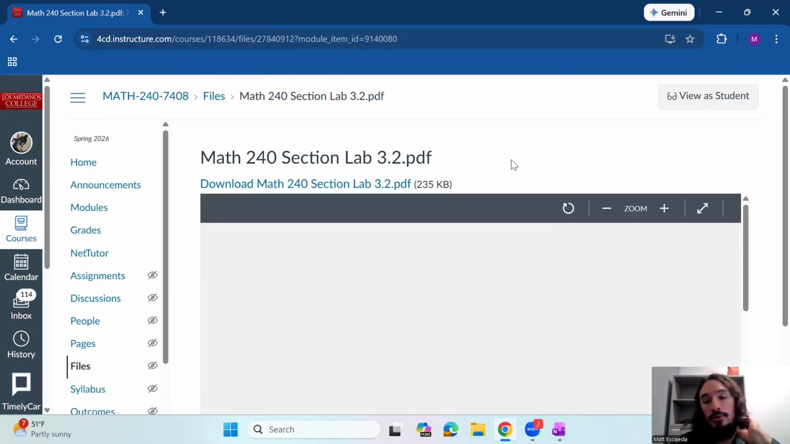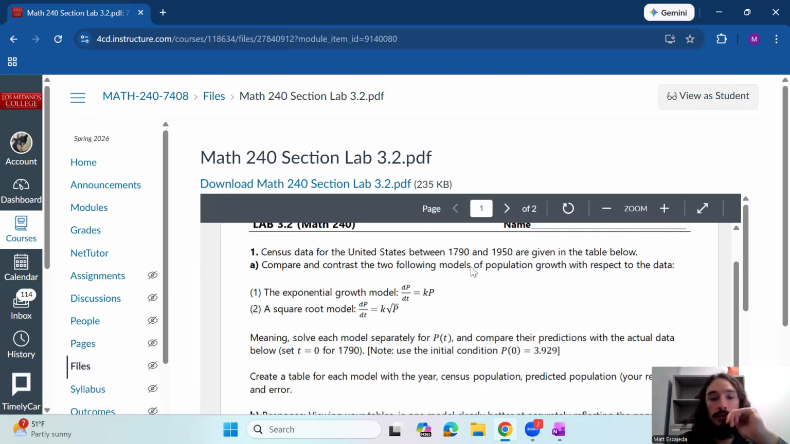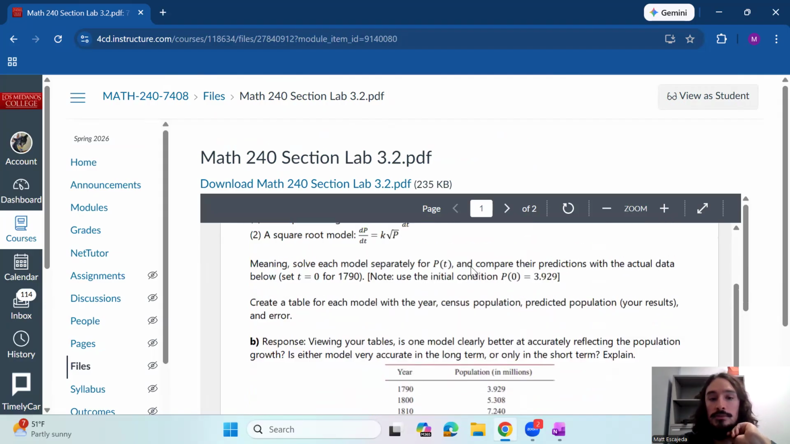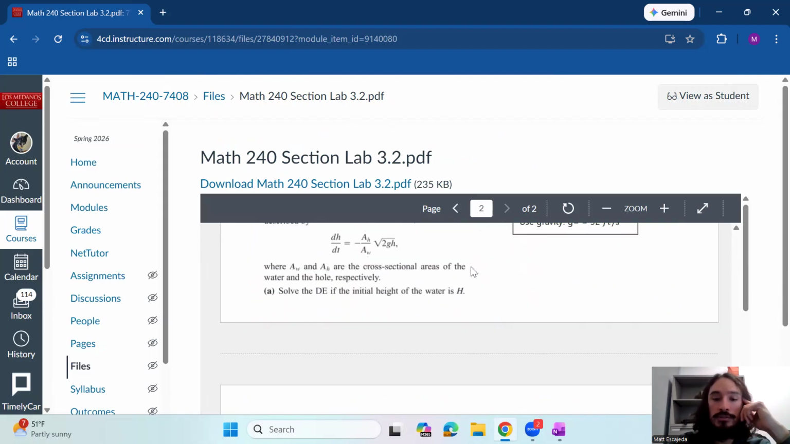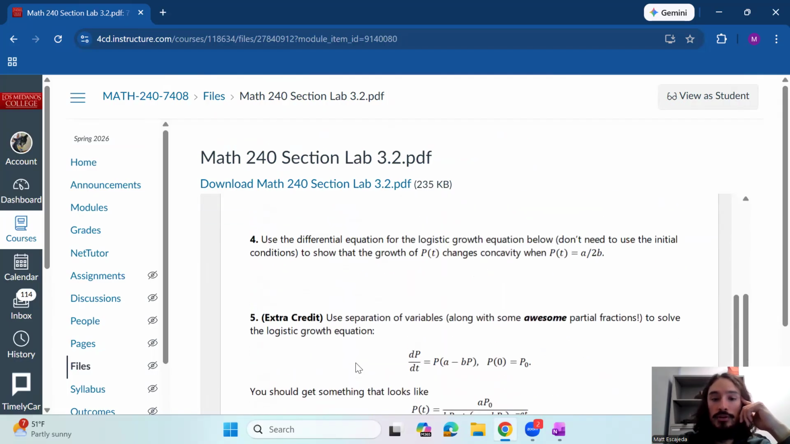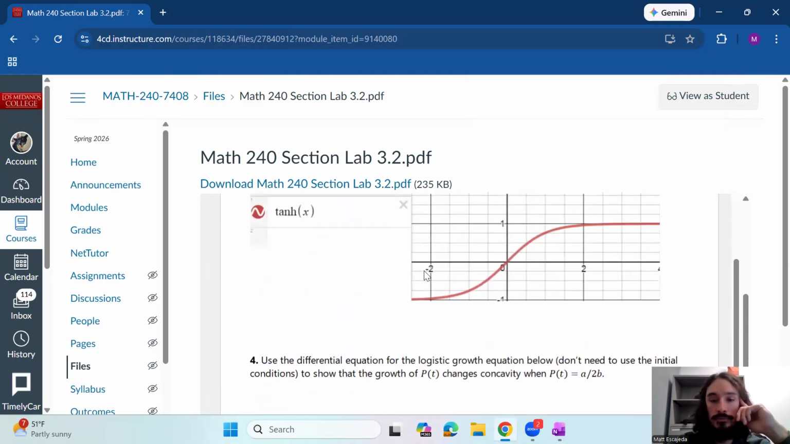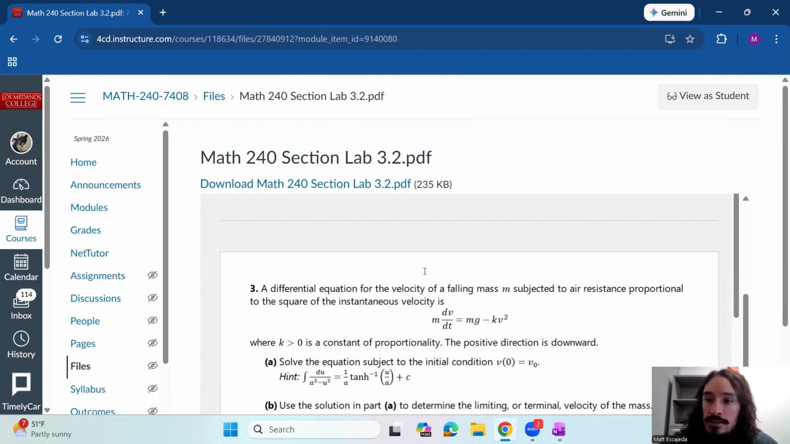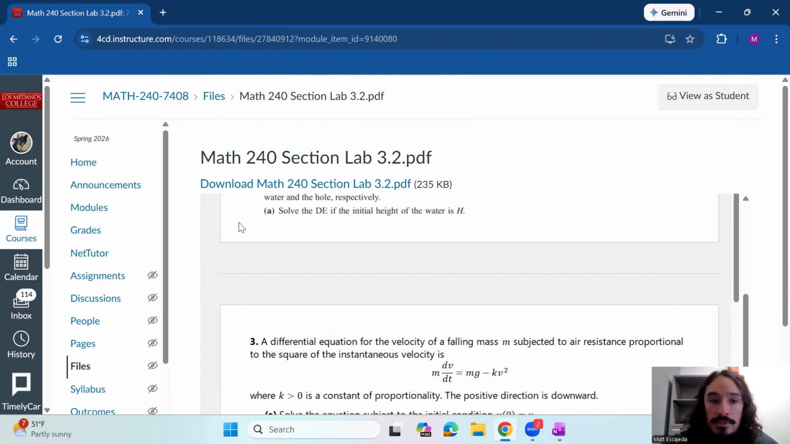Here is lab 3.2. Just a couple quick questions. Take your time with this. Follow the directions, take your time, and give it a shot. So, extra credit question, but it's a lab, so it's meant to get you thinking a little bit. It's not just straight questions out of the textbook, but give it a shot, take your time, and see how you can handle it. All right.